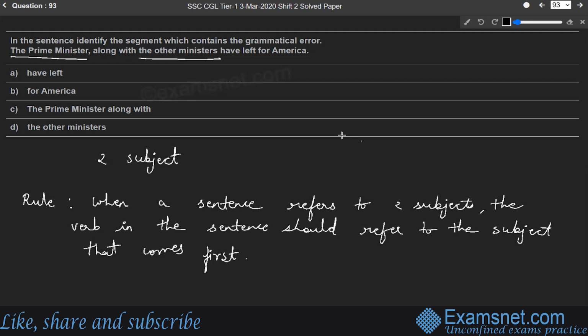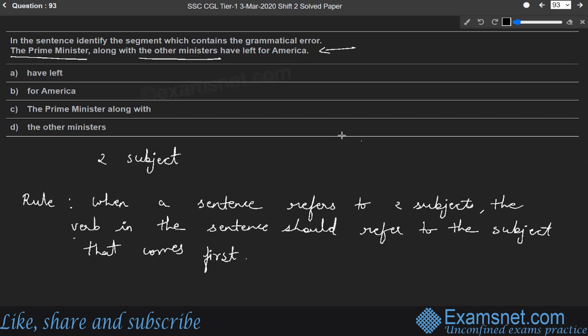So this is the basic rule that we have to use in this question. The rule is, when a sentence refers to two subjects, then the verb in the sentence should refer to the subject that comes first. Okay. So when a sentence refers to two subjects, means when a sentence consists of two subjects, then in that case, the verb in the sentence should refer to the subject that comes first. Means the verb should be according to the first subject.